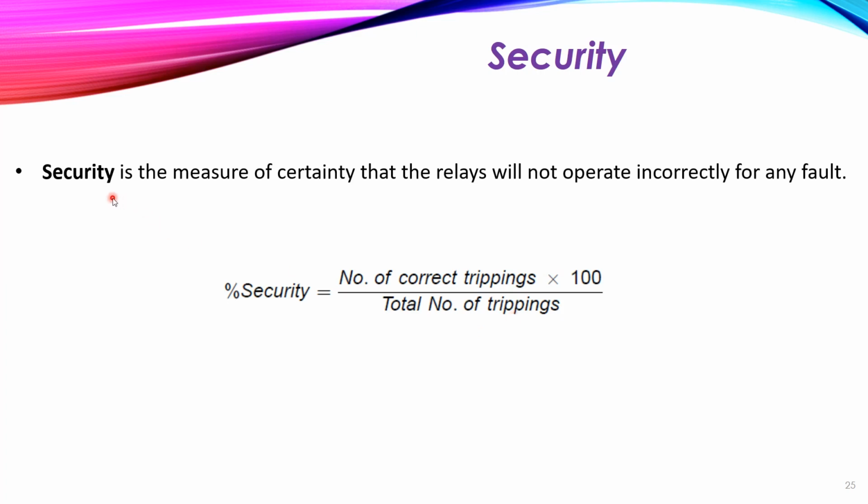So here, what does secure mean? It means that if a fault occurred in a zone outside the relay zone, in another protection zone, our relay should not operate in this case. But if it is operating for a zone which does not belong to it, it means that our relay is not secure.